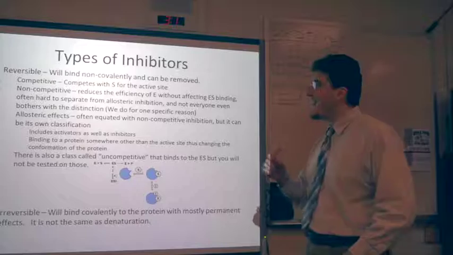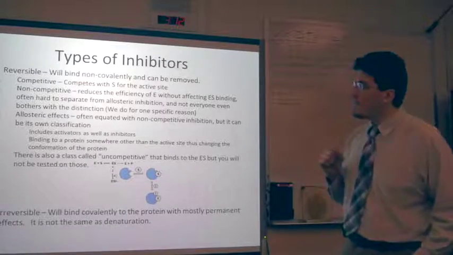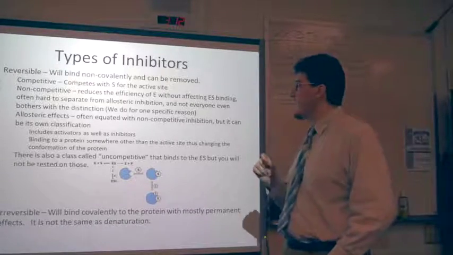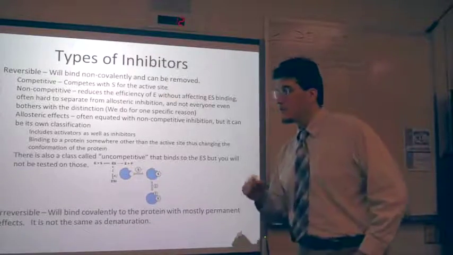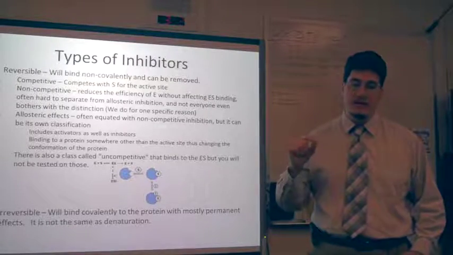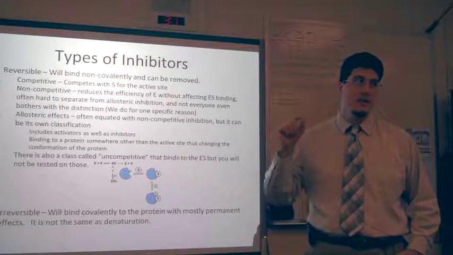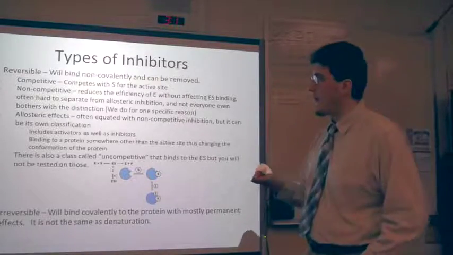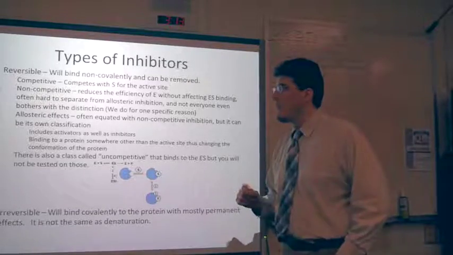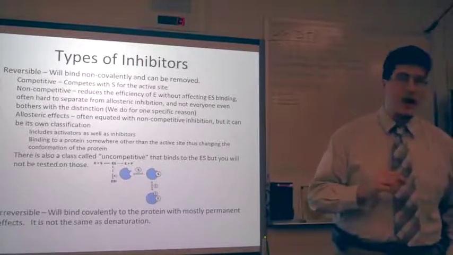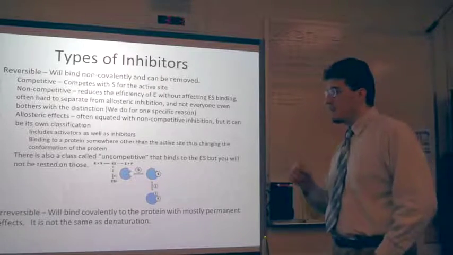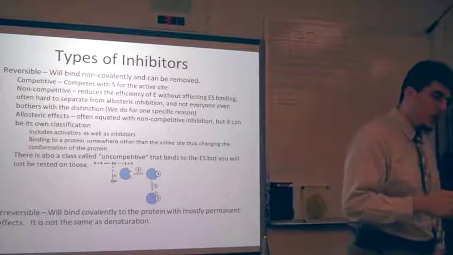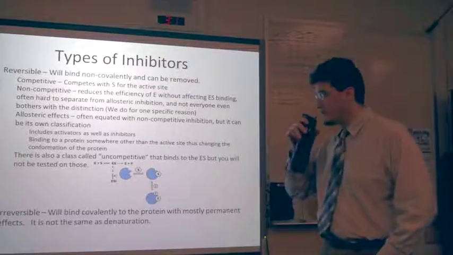Or if they give you a type of non-competitive inhibition, you must be able to say that it is non-competitive. A non-competitive inhibition is a type of inhibition that reduces the efficiency of an enzyme without affecting the enzyme substrate binding. So it does not affect the active site and the substrate's ability to bind to that active site. Allosteric effects are often equated with non-competitive inhibition. It is its own classification. Activators and inhibitors are both included as allosteric effectors.